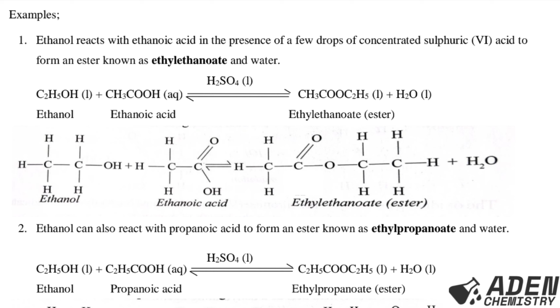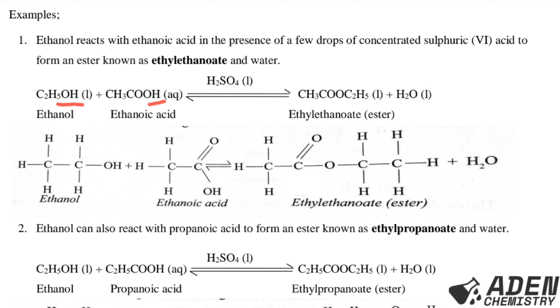So how are we going to write this product? How are we going to write the ester? What we are supposed to know is that we first of all remove the hydrogen from the ethanoic acid and we remove the hydroxyl group from ethanol. The two, when we join them, give water. So we take the remaining parts, and when we write the formula of the ester, we start first of all by writing the alkanoic acid part.